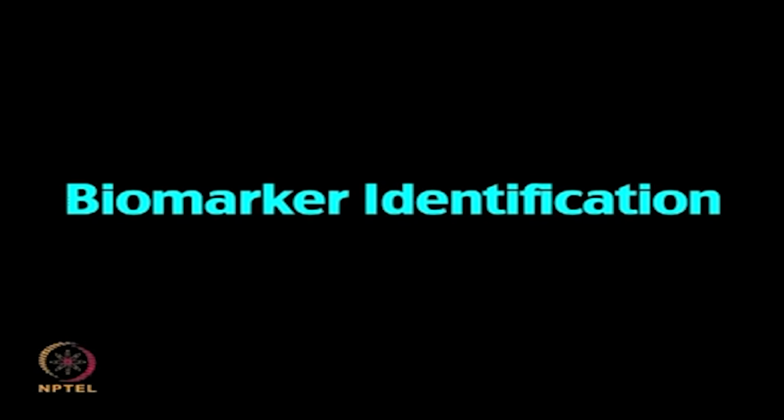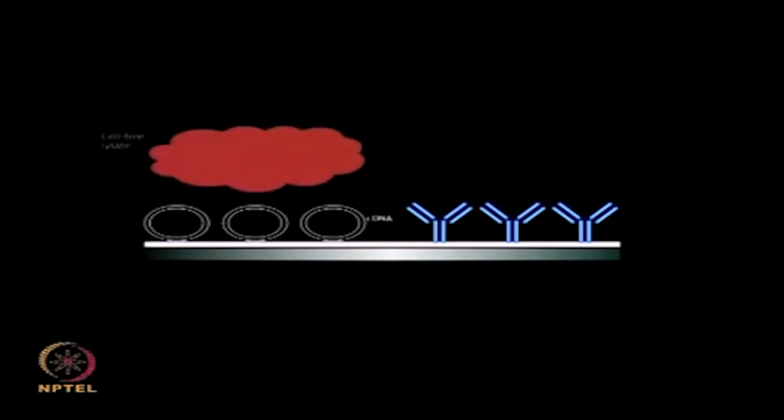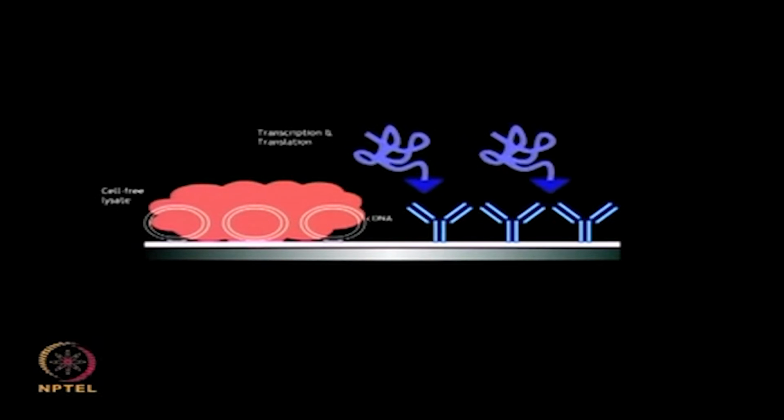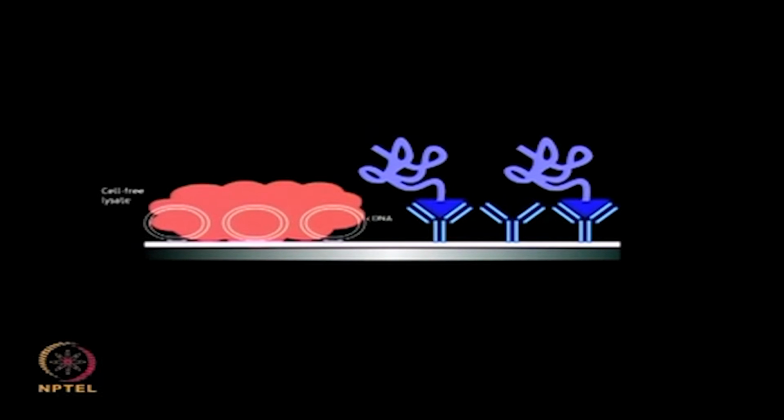Biomarker identification. In this animation, we will discuss the detection of p53 autoantibodies in human serum using cell-free expression based NAPA microarrays, a study by Anderson et al. 2008. In this study, the authors generated protein microarrays based on NAPA expression.